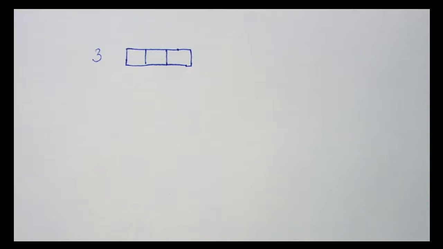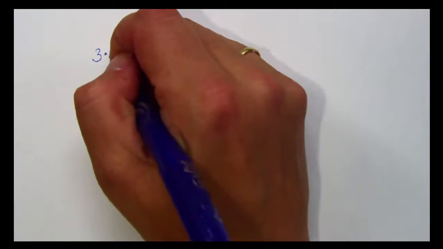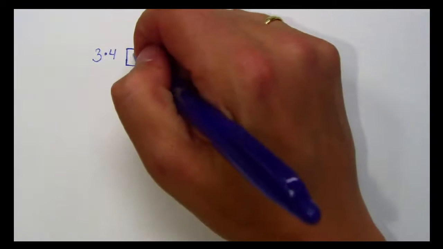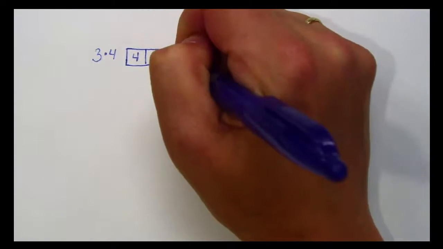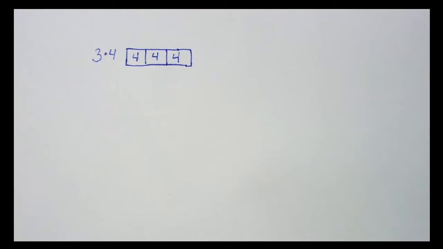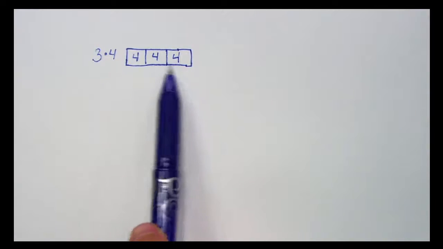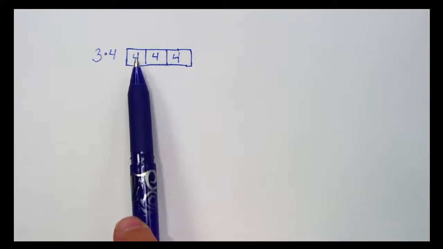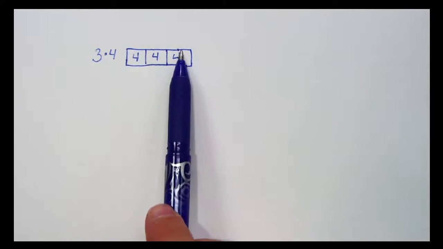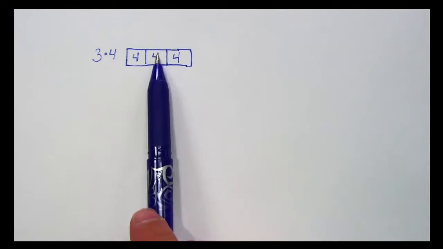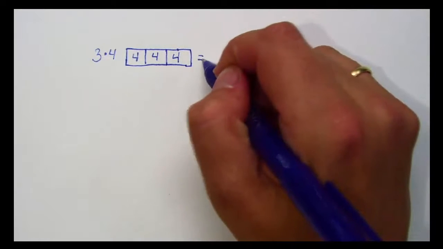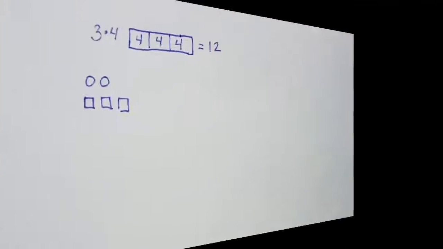If I wanted to show 3 times 4, instead of each box equaling 1, then each box would equal 4. The tape diagram shows the total of everything together. It's like adding. So in this case, the total this tape diagram represents is 4 plus 4 plus 4, or 3 times 4, so it equals 12.